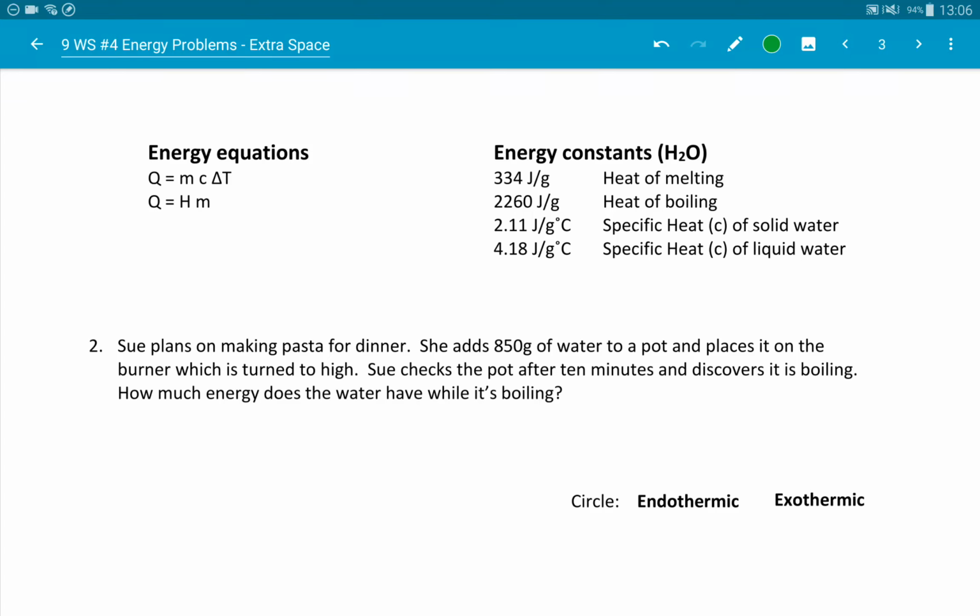Welcome back. We're in Thermodynamics here. This is worksheet 4, problem number 2. I should probably put worksheet 4 up here somewhere.